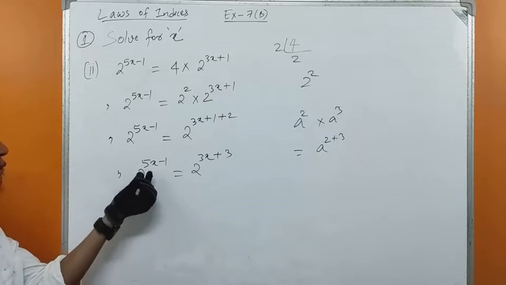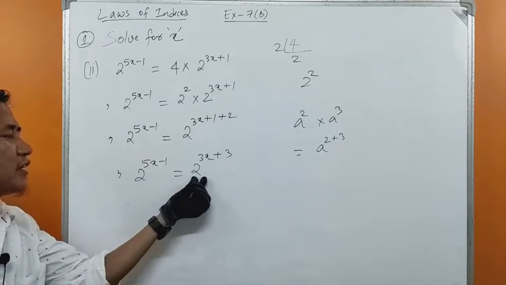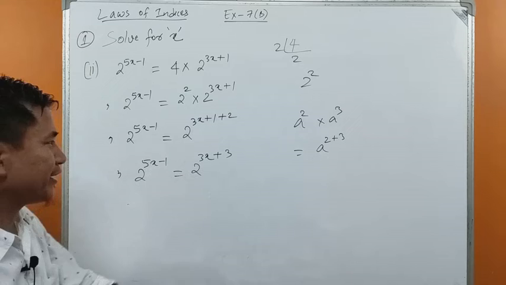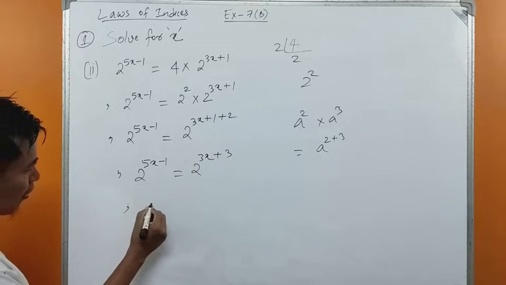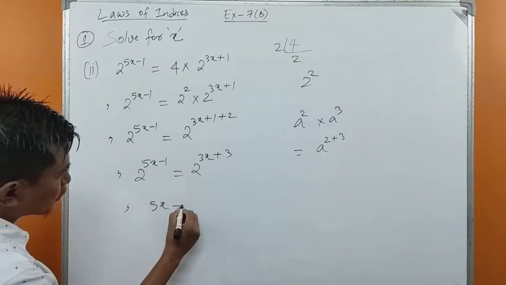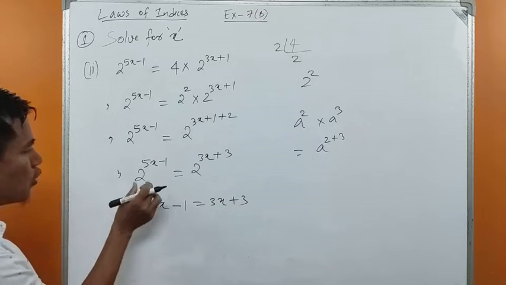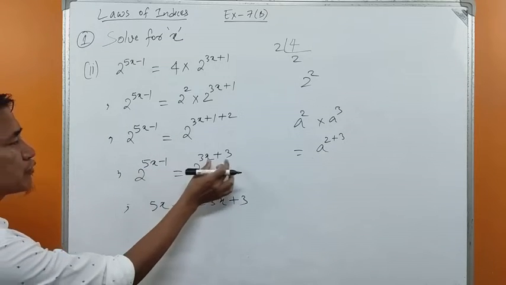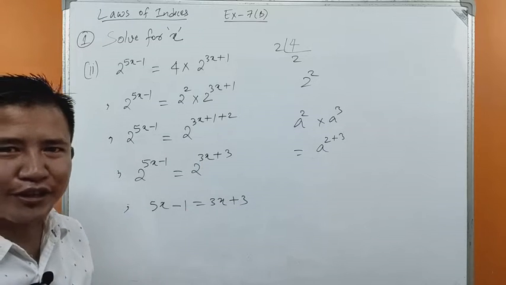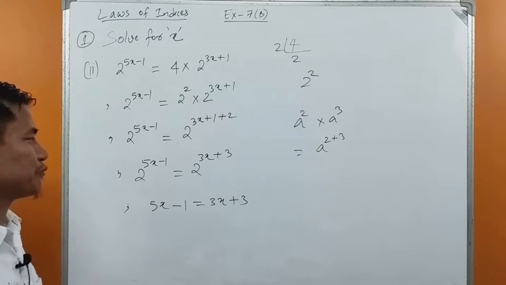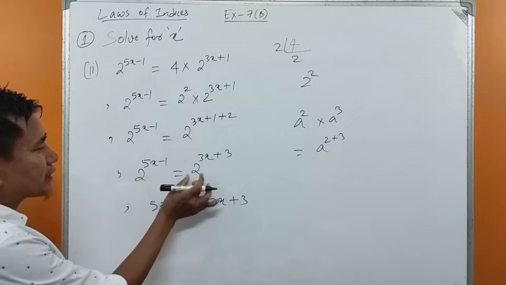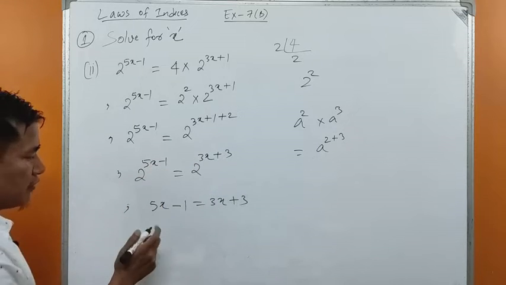This means their powers will be equal. If the bases are equal, their powers will definitely be equal. So 5x minus 1 equals 3x plus 3. You can write this. When the bases are equal, their powers will be equal. But when the powers are equal, it is not necessary their bases should be equal. But when their bases are equal, their powers should be equal.